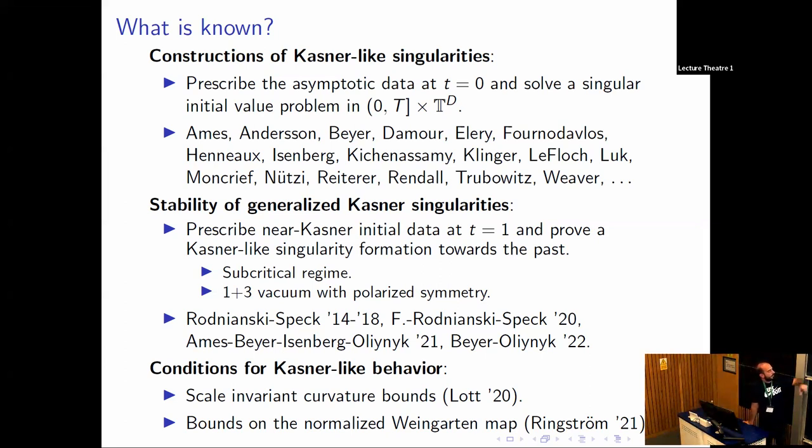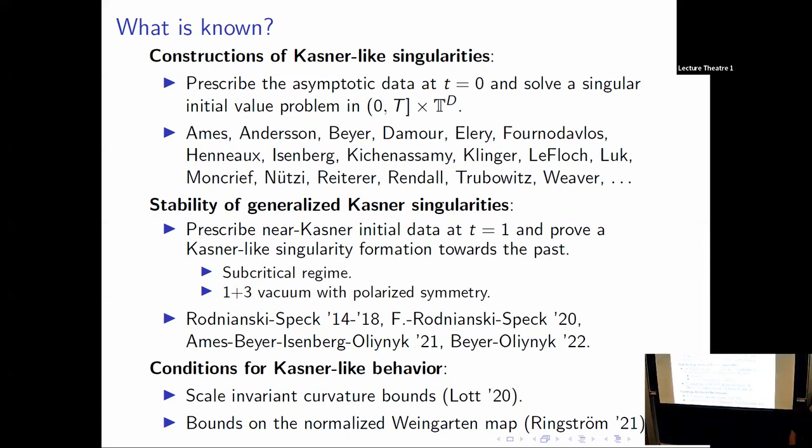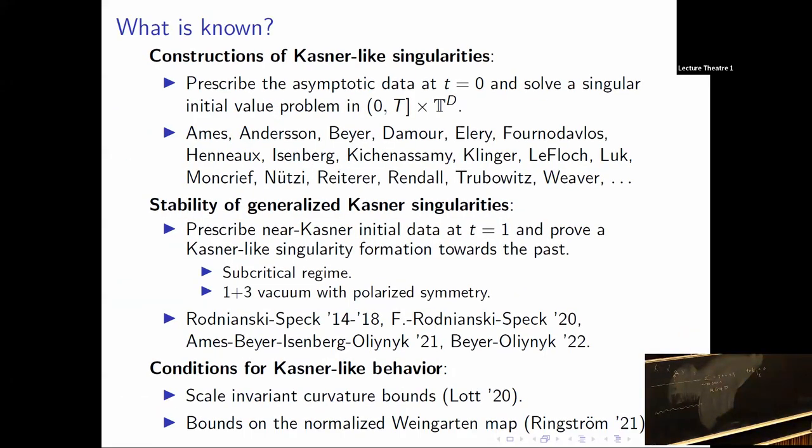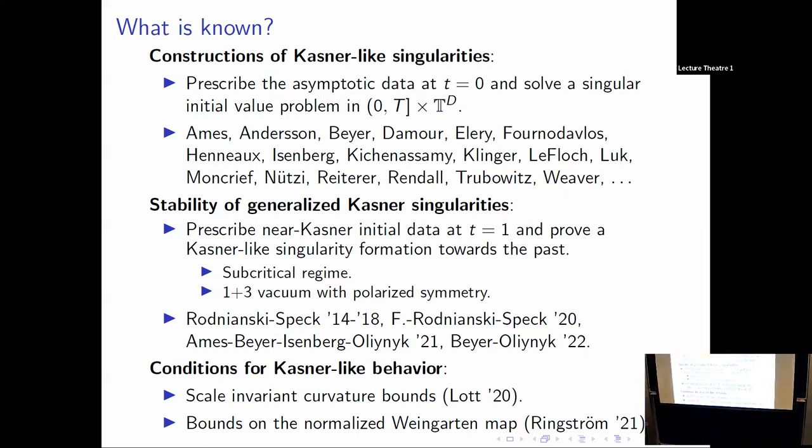Then we have stability of Kasner singularities, in the sense that you go to t equals one, you perturb the Kasner data, and you look at the past development of this data, and you want to prove that the singularity forms, and it is of Kasner type in some sense. Okay, so that's what I call stability. So this really gives you an understanding of the dynamics in the regime where you're close to a background solution, for example, a homogeneous solution.